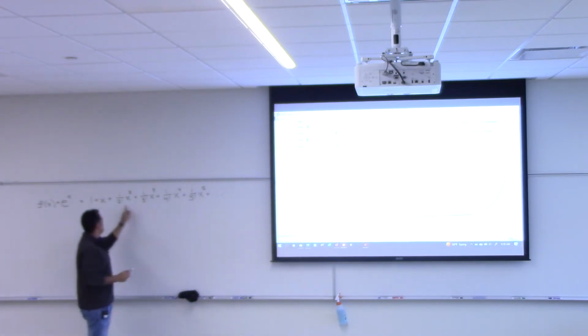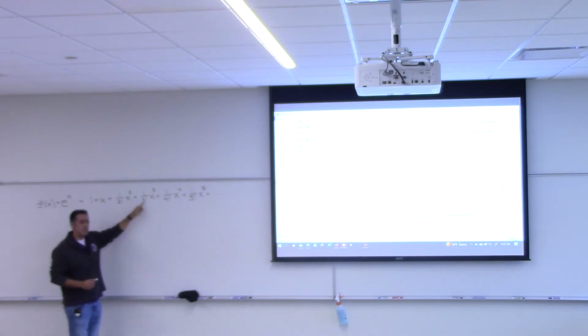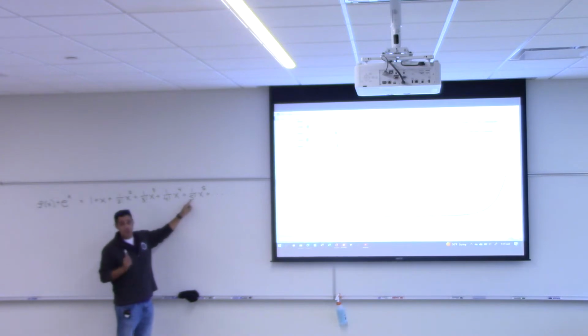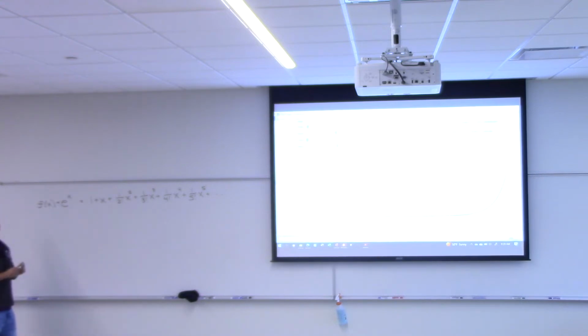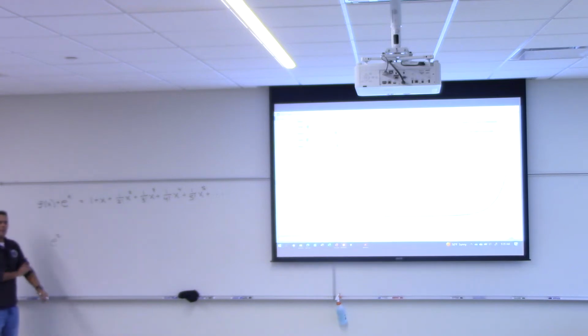Y'all know what factorial means? This means 2 times 1, this means 3 times 2 times 1, this means 4 times 3 times 2 times 1, 5 times 4 times 3 times 2 times 1, right? This is what e to the x really is, and it goes forever. Why is that useful? Well, because if I go to my calculator and I type into my calculator e squared, right? What does your calculator do when you type in e squared? You don't know, right?